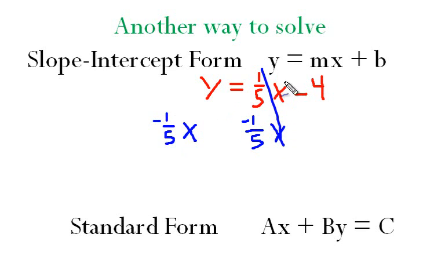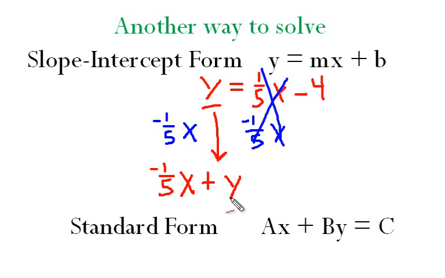That's going to cancel out this term here, and I'm going to just bring these down. So I have negative 1/5 x. I still have this positive y here, plus y equals, this canceled out, so all I have left is minus 4. Okay, so now this is in the form ax plus by equals c. You could think of this b as 1.